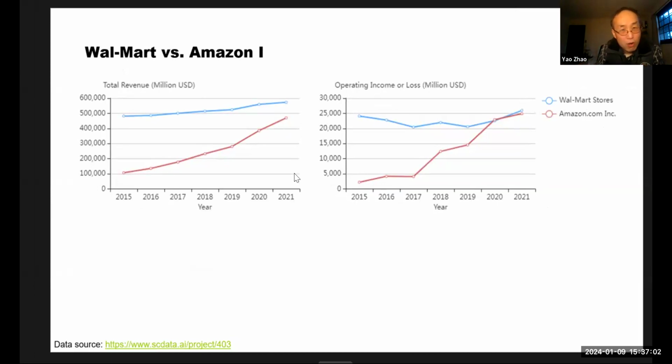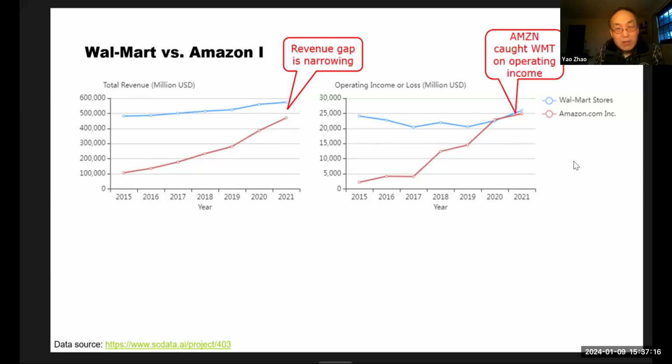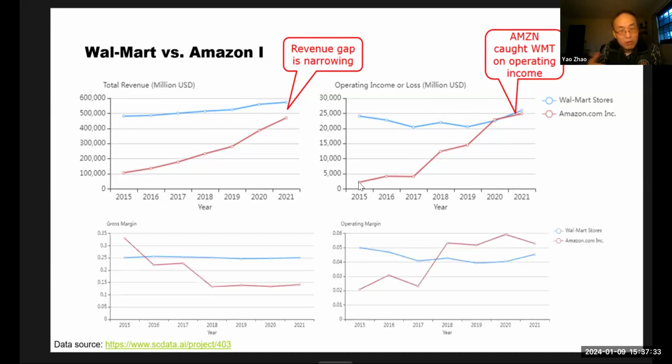Now, after year 2021, we can see that the revenue gap between these companies has narrowed down significantly, and they become almost the same, but Amazon was still lagging behind. But if you look at the operating income, Amazon already caught up with Walmart. What's interesting is that even with a lower total revenue, Amazon is making about the same operating margin. So let's bring up some more detailed information.